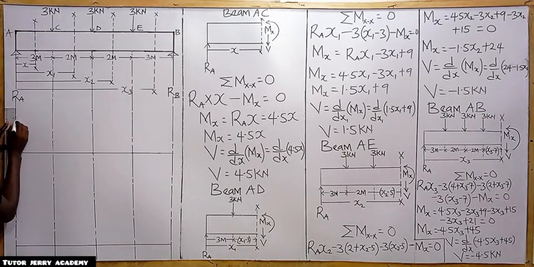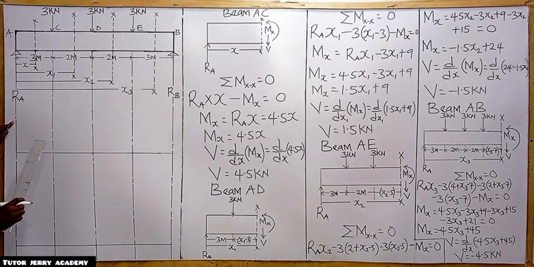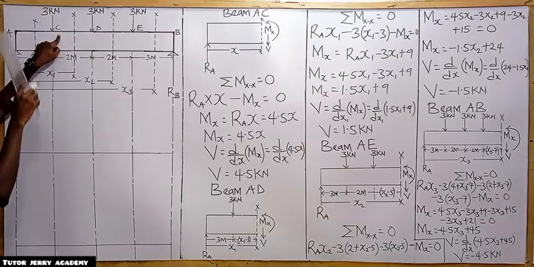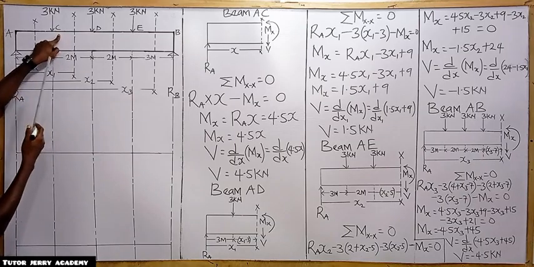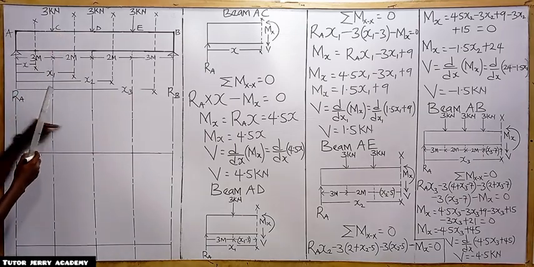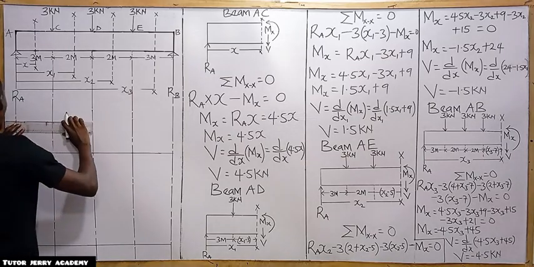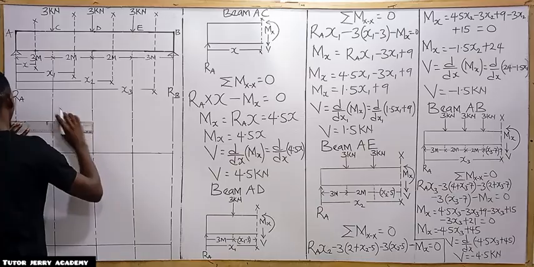So let's mark here to be 4.5. You are going to join this line here. Let's call this place our 4.5. If this point here is our 4.5, between A and C, do we have any other force? No, we don't have any other force. So it means we are going to have a constant line here.